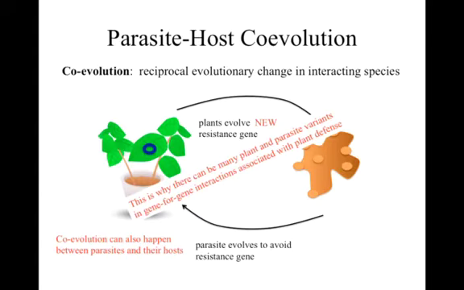The plant makes one resistance gene, the parasite makes a new effector gene. The plant makes a new resistance gene, the parasite makes a new effector gene. And so we get all of these different variants of these resistance genes and effector genes. And again, that's because the resistance gene is only good against the one parasite effector protein.